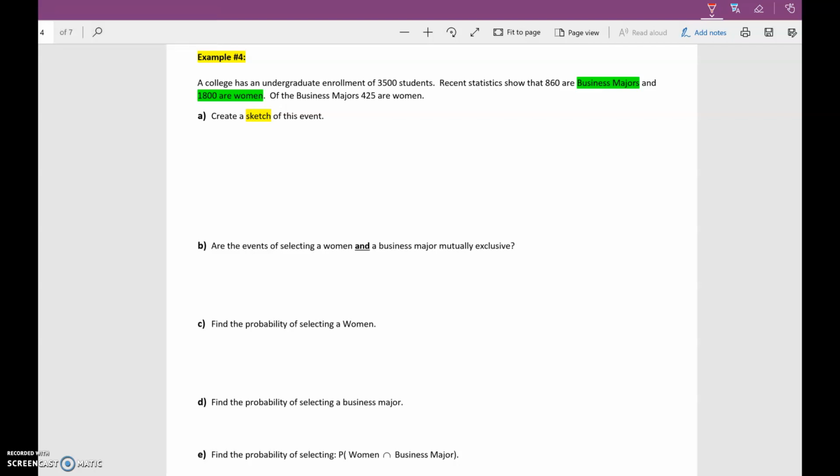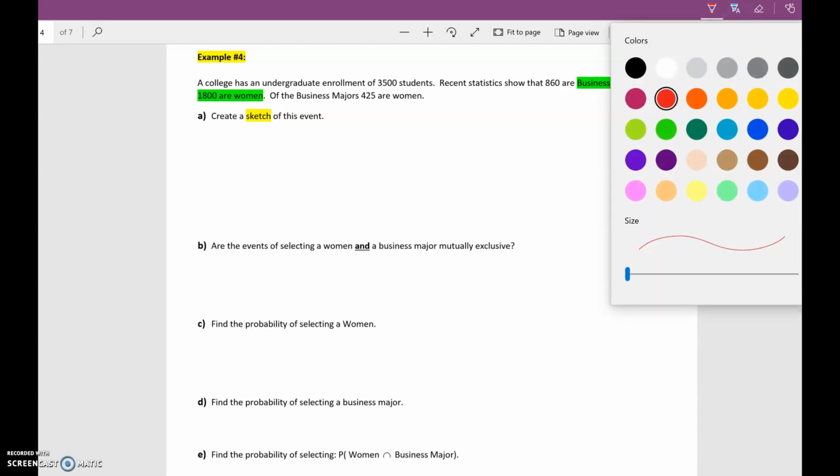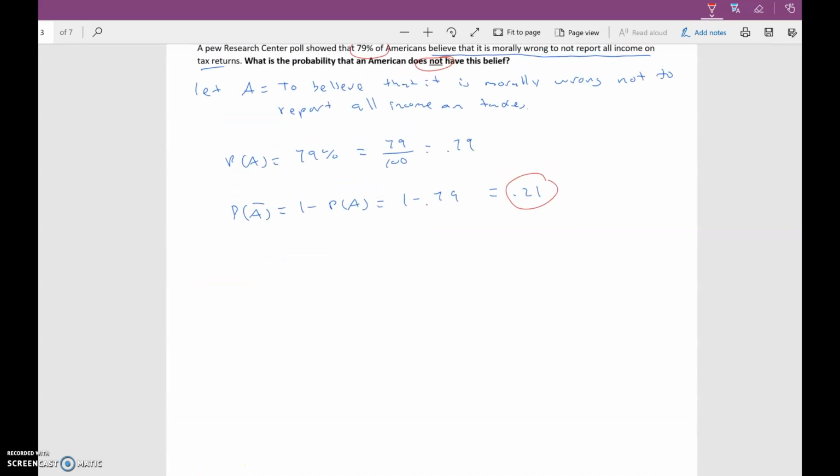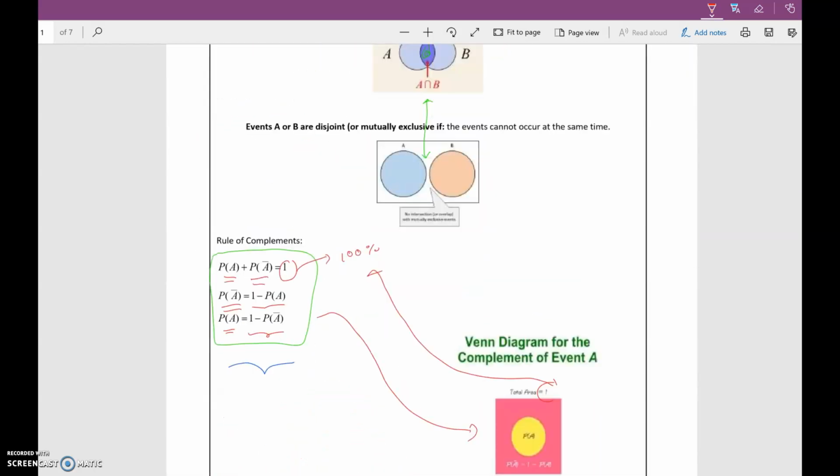Hi class, let's take a look at example 4. And example 4 has an actual scenario and it's kind of a mess, but let's actually dissect it. So the first portion, they want us to create a sketch. Now, any problem that says create a sketch, they're actually talking about the Venn diagram.